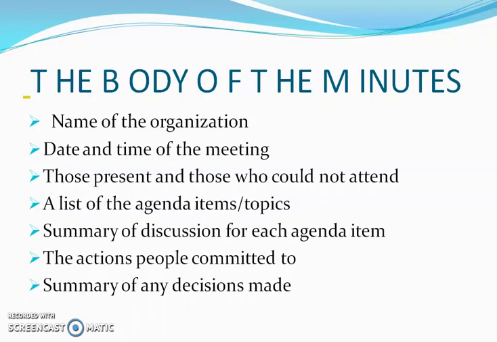How should the body of the minutes be? First, name of the organization. Second, date and time of the meeting. Third, those who are present and those who are absent. Fourth, a list of agenda topics or items. Fifth, summary of discussion for each agenda item. Sixth, the actions people committed to. The last one, summary of any decisions made. This is generally the format of the body of the minutes.